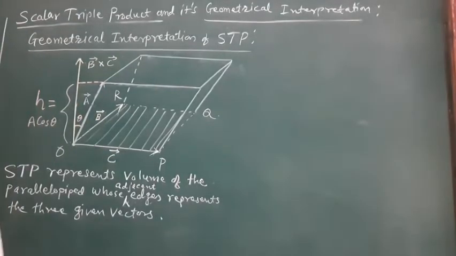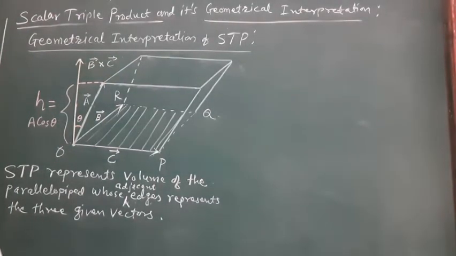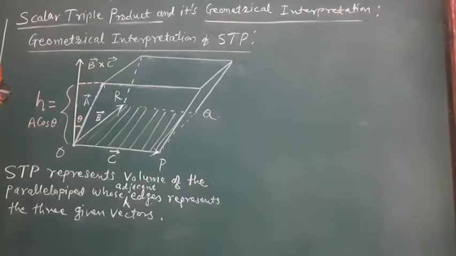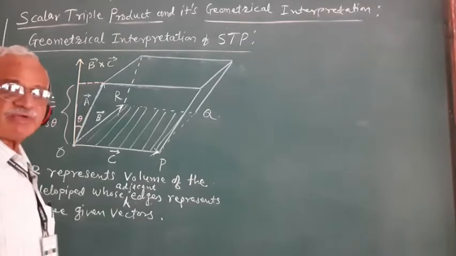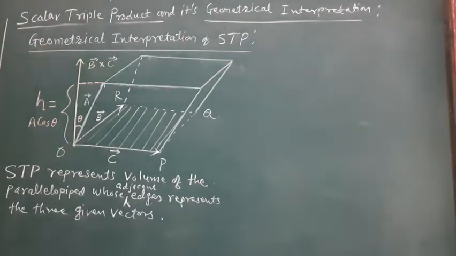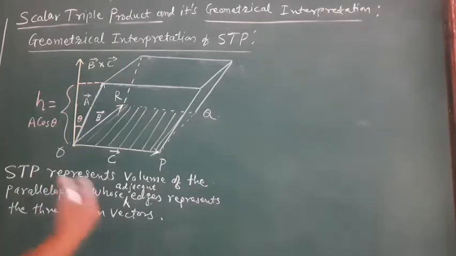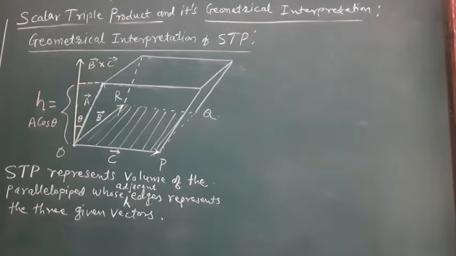So let us see the geometrical interpretation of the scalar product of the three vectors a bar, b bar and c bar. It is observed that the scalar product that we evaluate of the three given vectors a bar, b bar and c bar represents the volume of the parallelepiped whose adjacent edges are represented by the three given vectors.